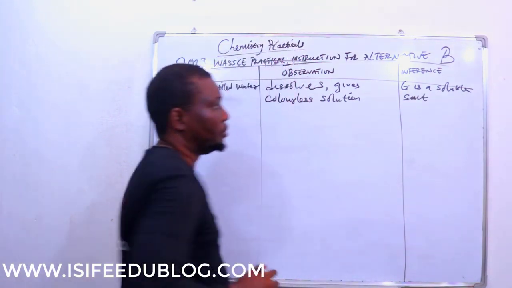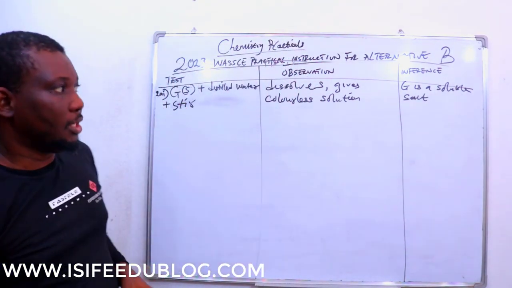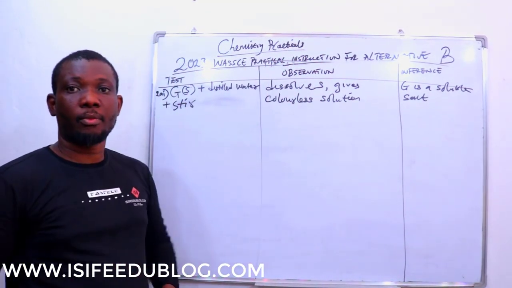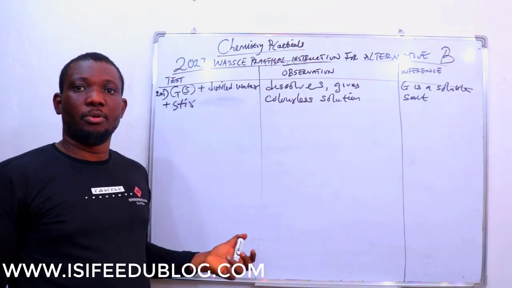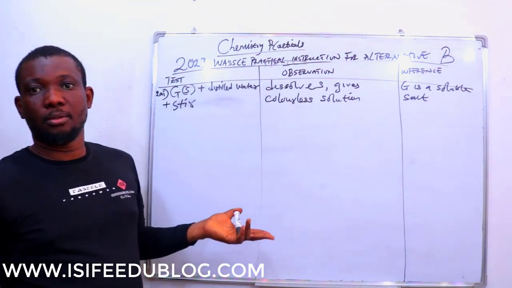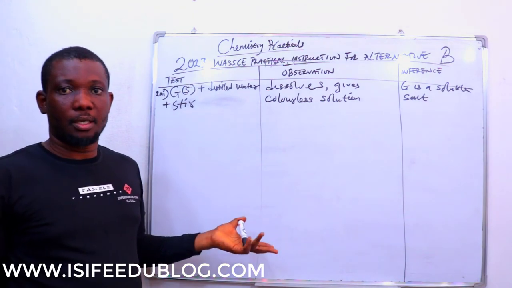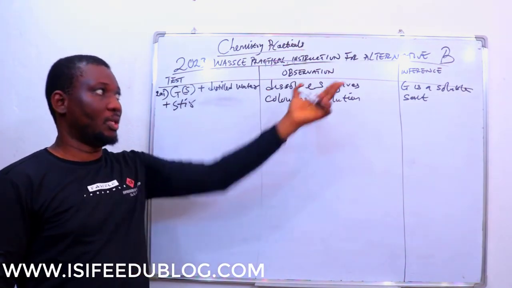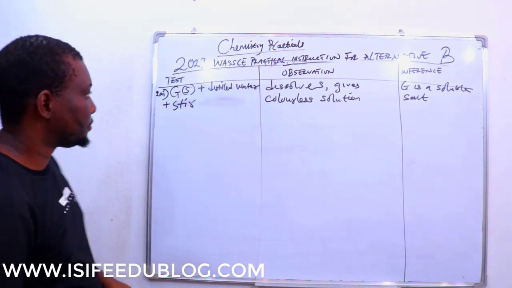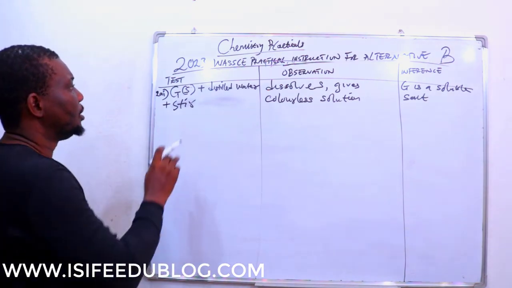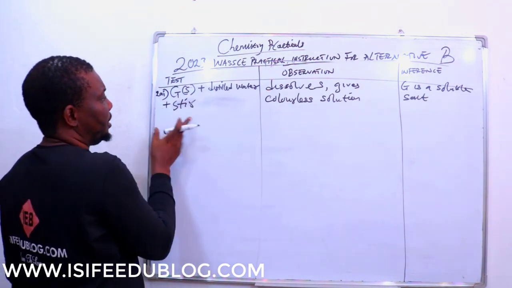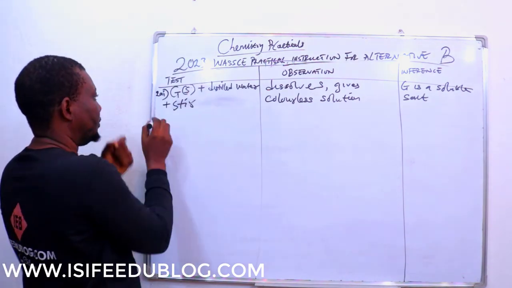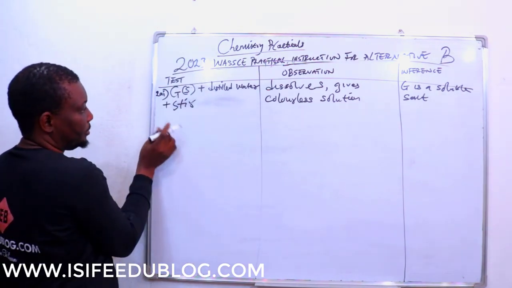G is a soluble salt, or G is soluble in water. Or I can say a soluble salt of a transition metal ion is absent because the solution is not colored. But this is most appropriate. Okay. The next question will be on the G solution now.